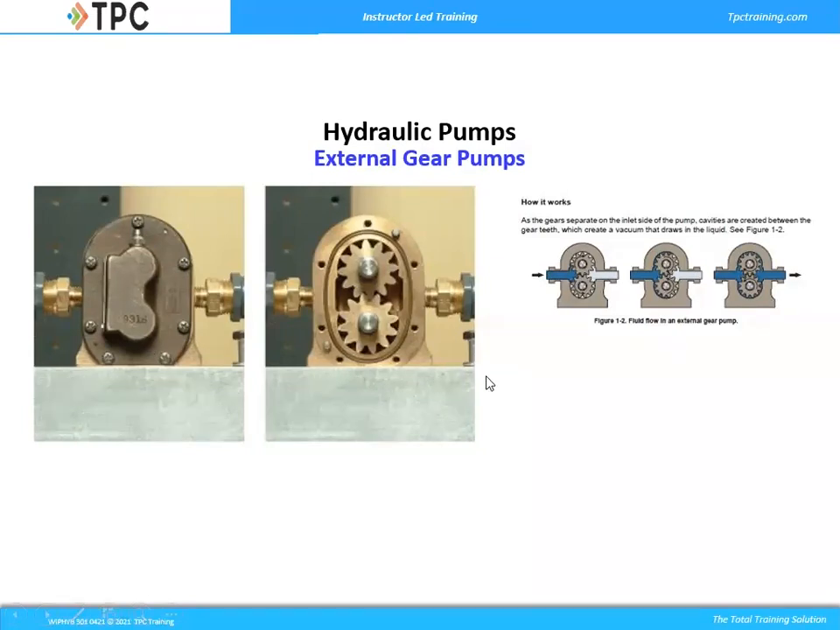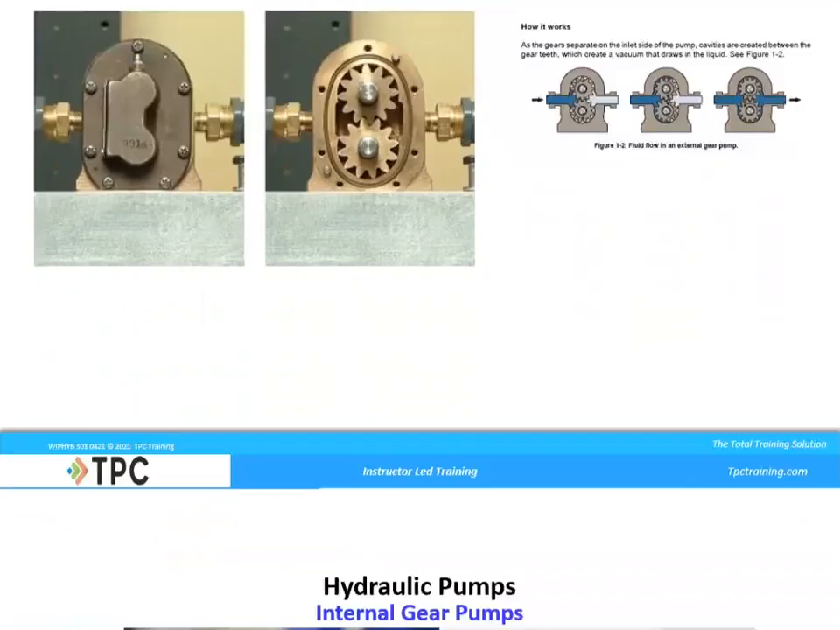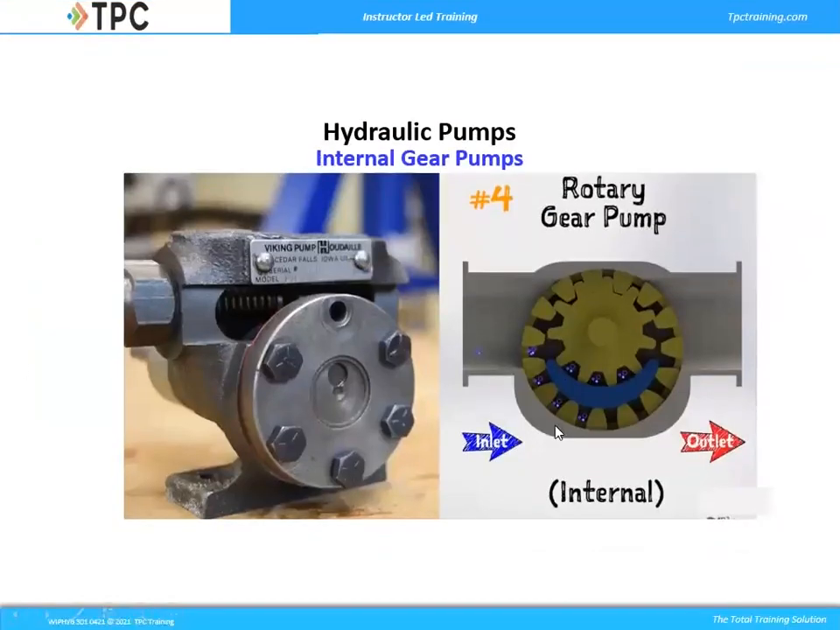Knowing what your pumps are for, how much pressure we can put out, and what our flow rate is, our gallons per minute through our system, is critically important. Rotary gear pumps: we have internal, and on the last slide you saw the external. How the pumps operate, again, is critically important to your system.